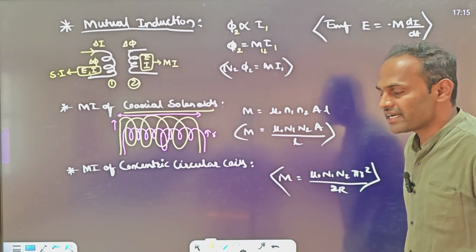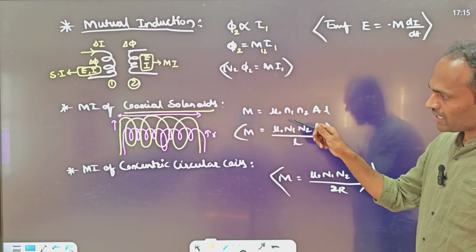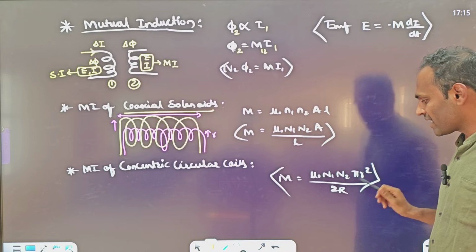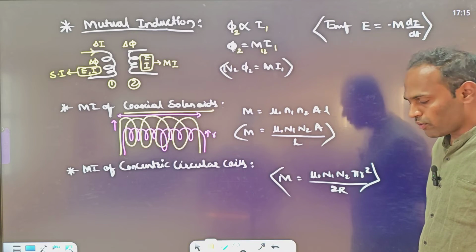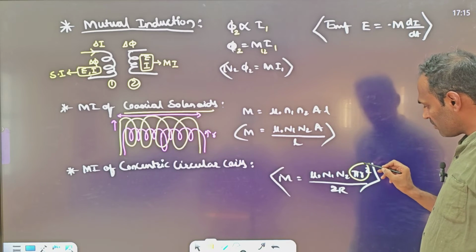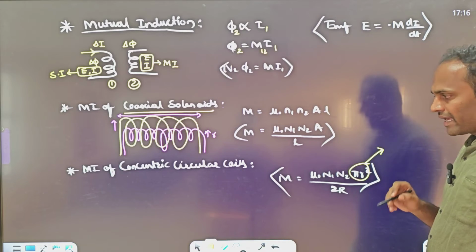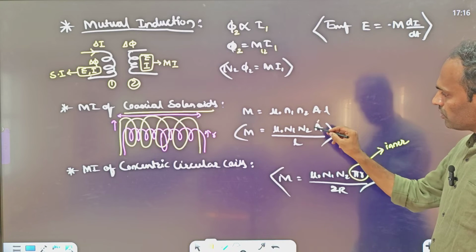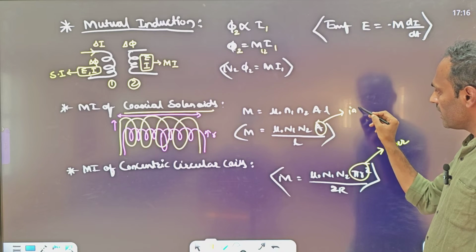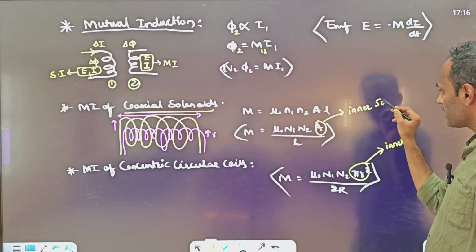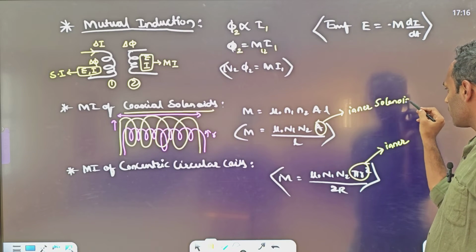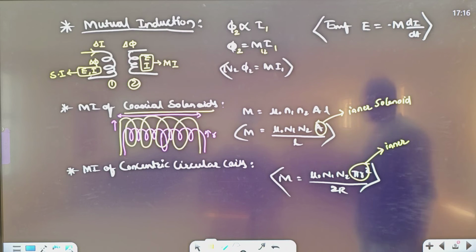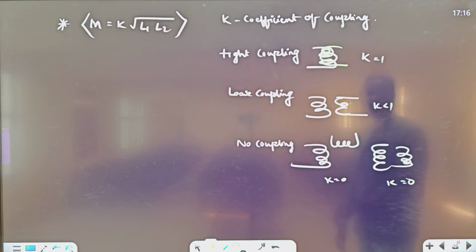Mutual inductance of concentric circular coils. Either solenoids or coaxial solenoids. Now concentric circular coils: mu naught N1 N2 pi r square divided by 2r. Remember, this pi r square is the area of the inner coil. Here also, this is the area of the inner solenoid, the smaller solenoid. Correct? Okay. So we have to always take the areas of smaller coils or smaller solenoids here. That's all about mutual inductance.